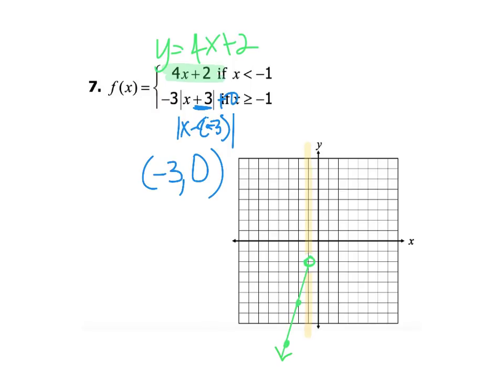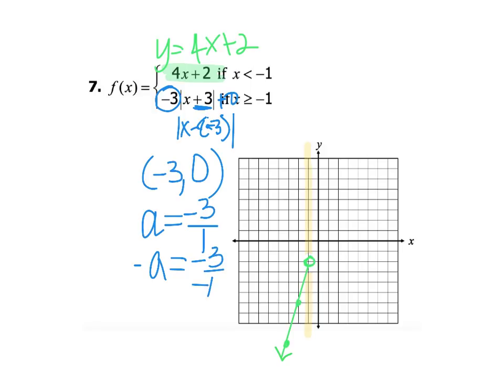Now we've got our vertex, and we know that our slope is going to be changing as well. Because it's negative, we know it's going to be going down, okay? And our slope, or our a, is -3 over 1, and our negative a would just be -3 over -1, all right? We make both of them negative.